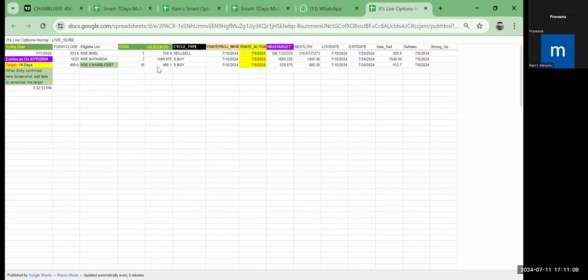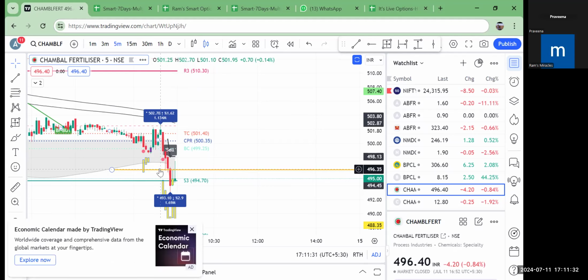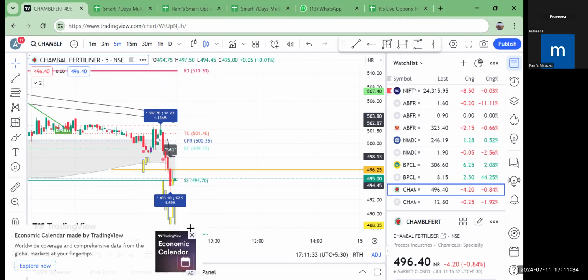My query is about the Chambal Fertilizers screener, where I can see the entry price as 496. Can you also see my screen? Yeah, 496.1 is my entry price, where I have spotted the horizontal line to give me the accurate point where I can enter. So now it has hit 496.1.